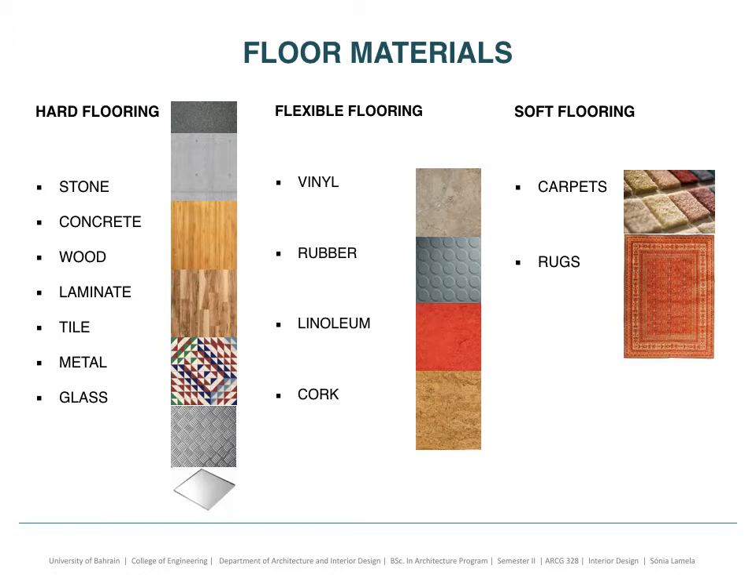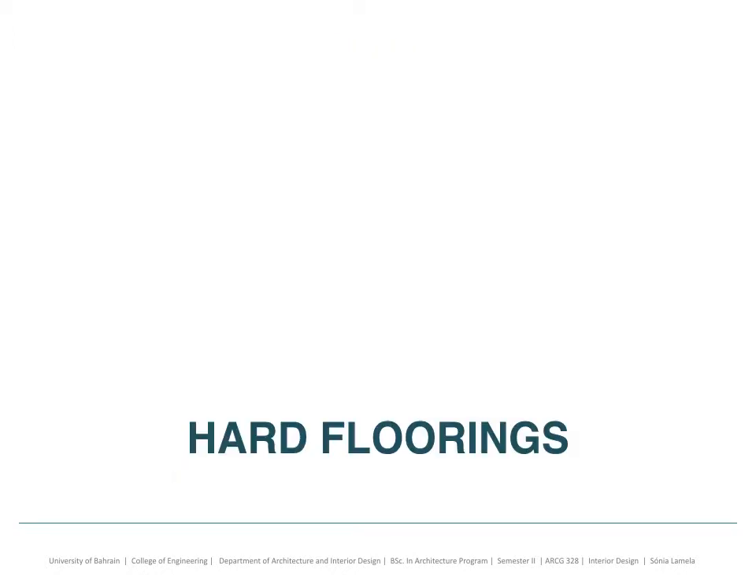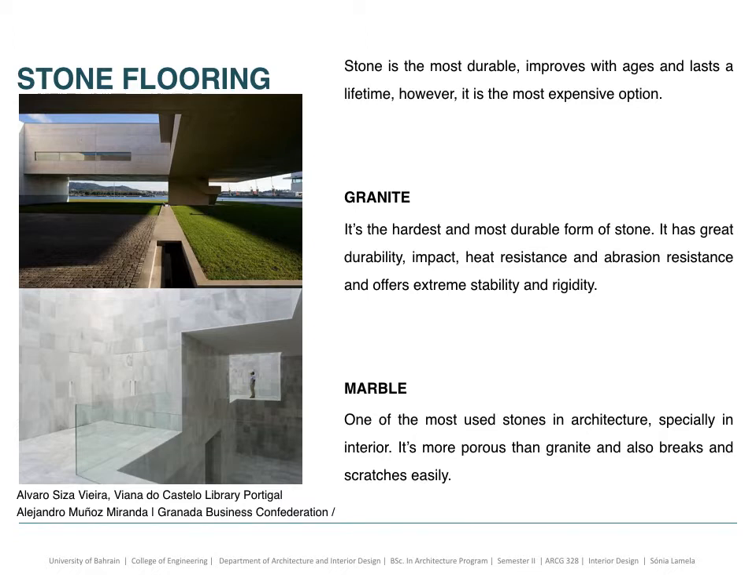We have three types of flooring. We can divide it into hard, flexible, and soft. In the hard flooring, we have stone, concrete, wood, laminate, tile, metal, and glass. In the flexible one, we have vinyl, rubber, linoleum, cork, and then in the soft flooring, we have carpets and rugs. We will start with the first category, hard floorings, and we'll talk about some different types of stone flooring.